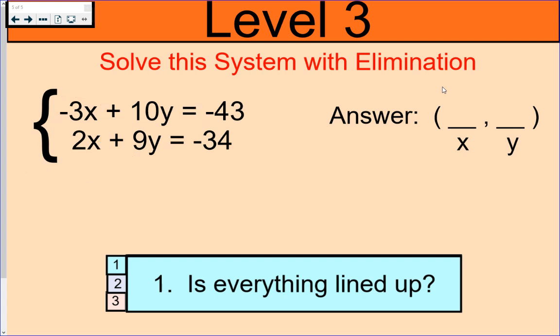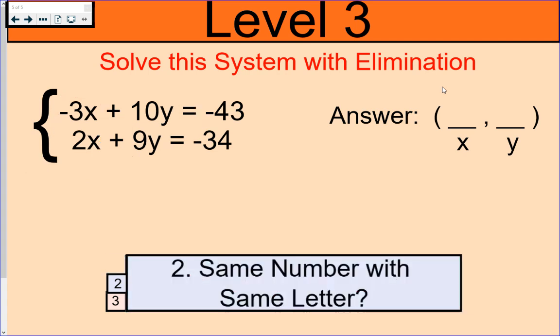So since I answered yes to that question, let's move on to the next question. Question number 2 says, do we have the same number with the same letter? If I look at my x's, I do not have the same numbers in front of them. I've got a 3x and a 2x. I know it's a -3, but just focus on the number and not the sign for right now. Over here I have a 10y and a 9y, so that's not going to work.